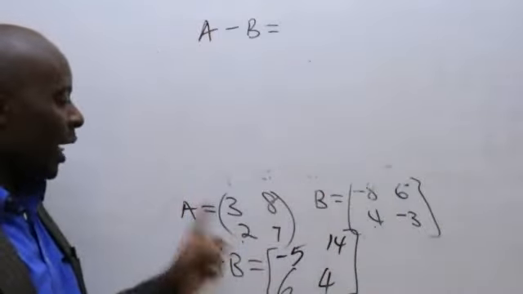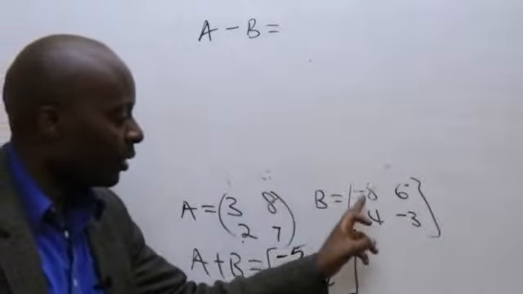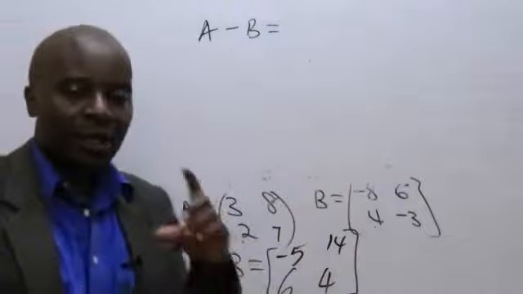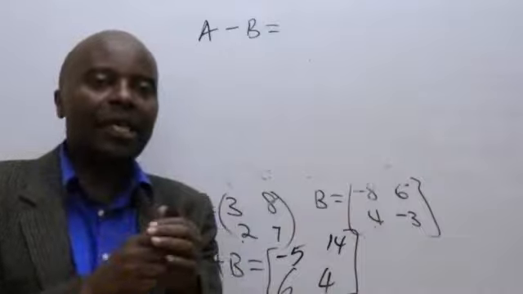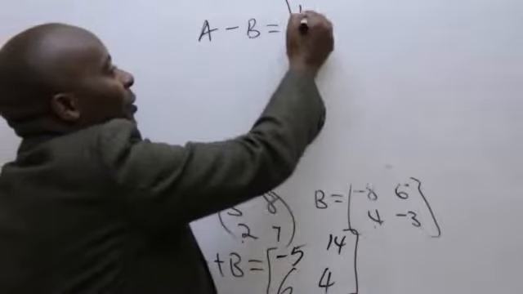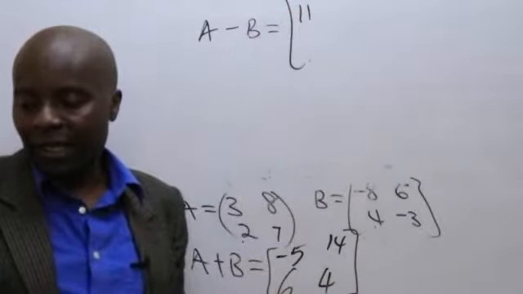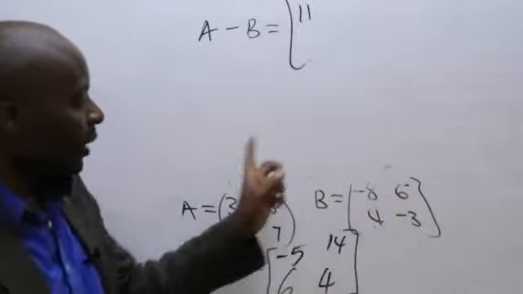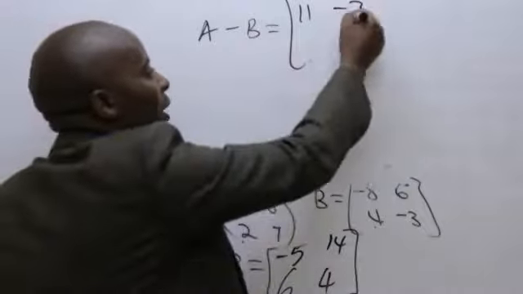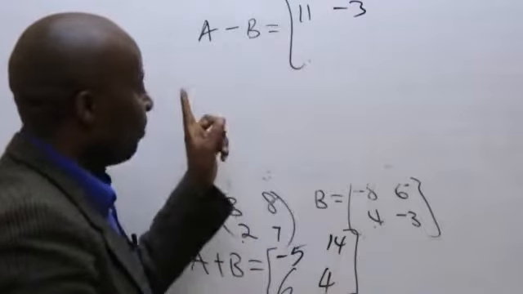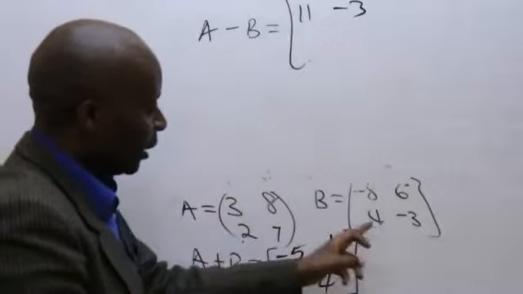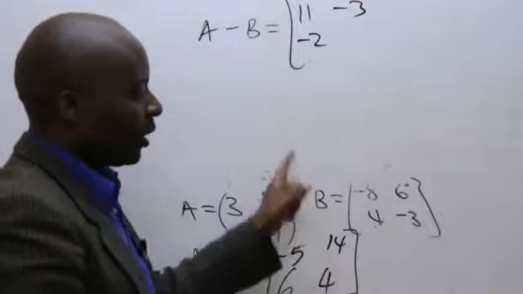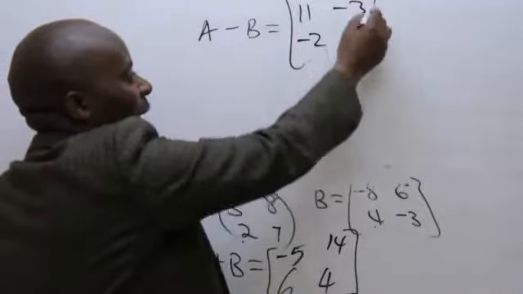So corresponding elements, like now 3 minus, there's this minus. So we have 3 minus -8, that will give us what figure? Somebody here, that will give us 11. From there, ladies and gentlemen, we have here 3 minus 6, that will give us -3. And then we have here 2 minus 4, that will give us -2. And then we have 7 minus -3, that will give us 10.